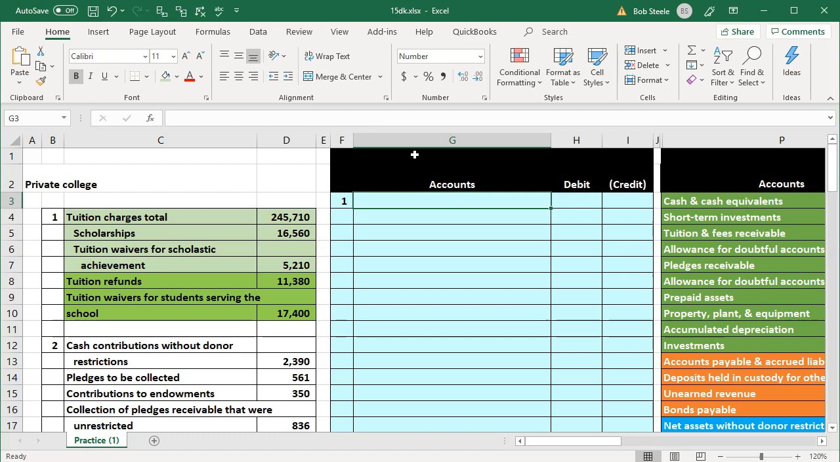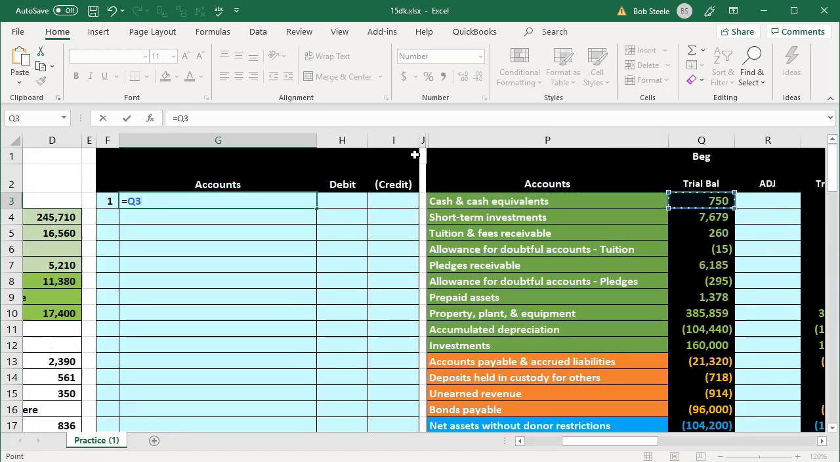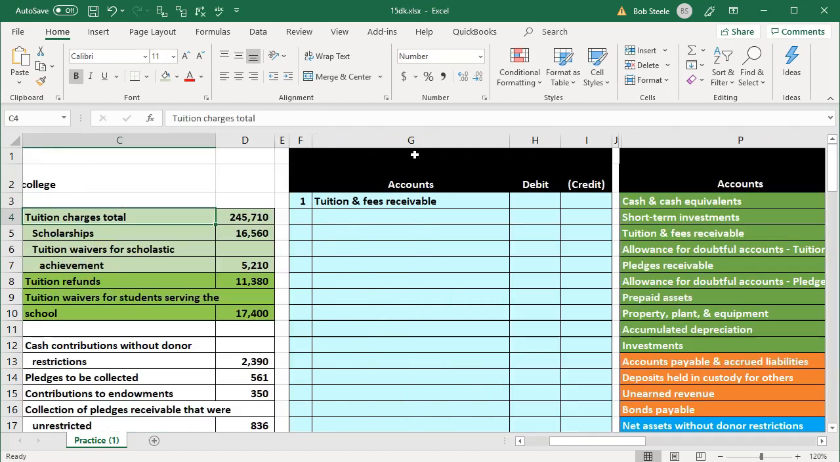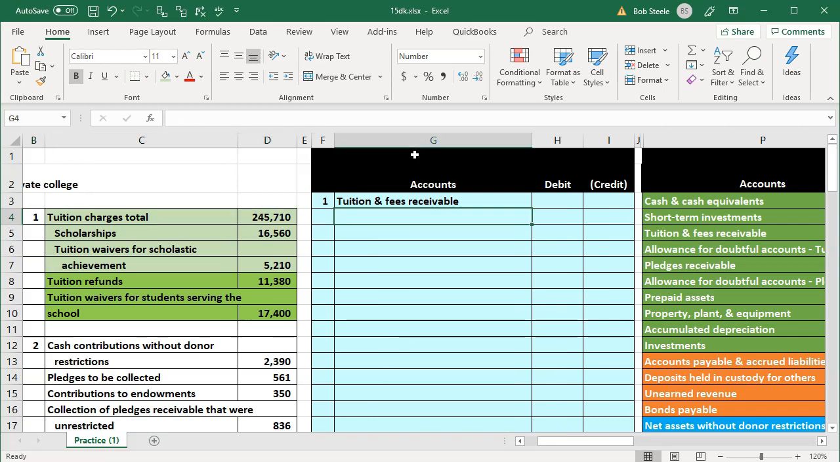We're going to say that it's going to go into a receivable, so it's basically on account. We're going to say this equals, and we're going to pick up the tuition and fees receivable account. So we expect to get paid in the future. However, we don't expect to get paid the scholarships and the tuition waivers because we're not going to get any funding or any money for that.